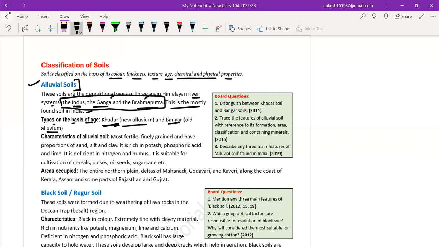Now, Khadar and Bangar, does anybody know? Yes, sir. So what is Bangar?